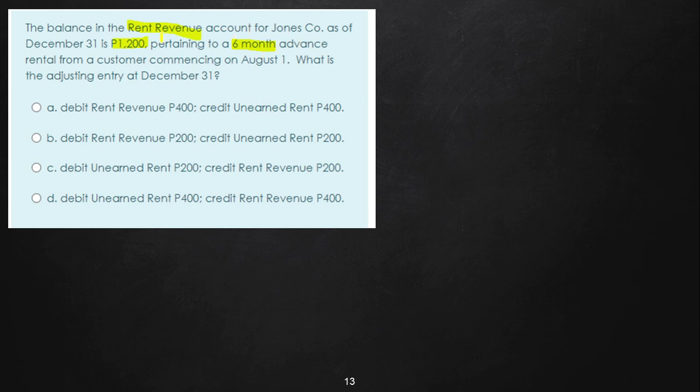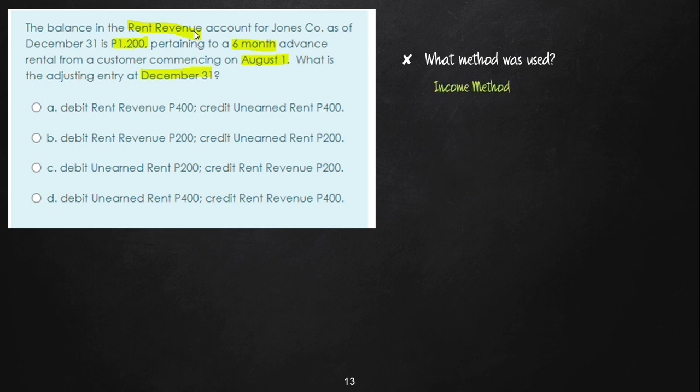Third, the advance rental from the customer starts on August 1. Earlier it was August 31, now it starts on August 1. And then the year-end or period end is December 31. Those are the important information. First question, what method was used? Since it is rent revenue, class, that means the method used was the income method.